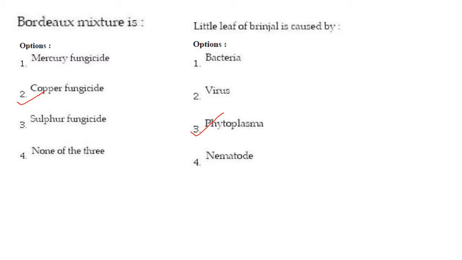Next one. Bordeaux mixture is option 1, mercury fungicide, 2, copper fungicide, 3, sulfur fungicide, 4, none of these. Answer is option 2, copper fungicide.